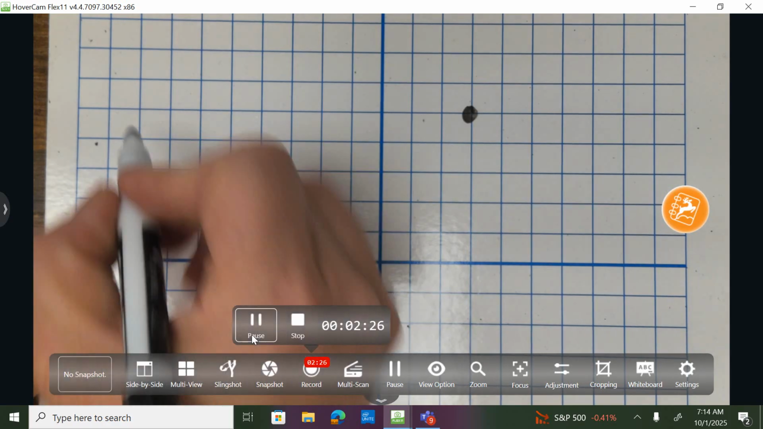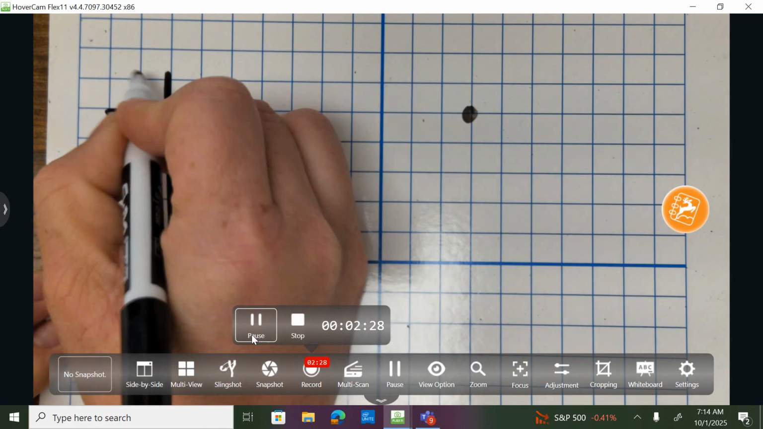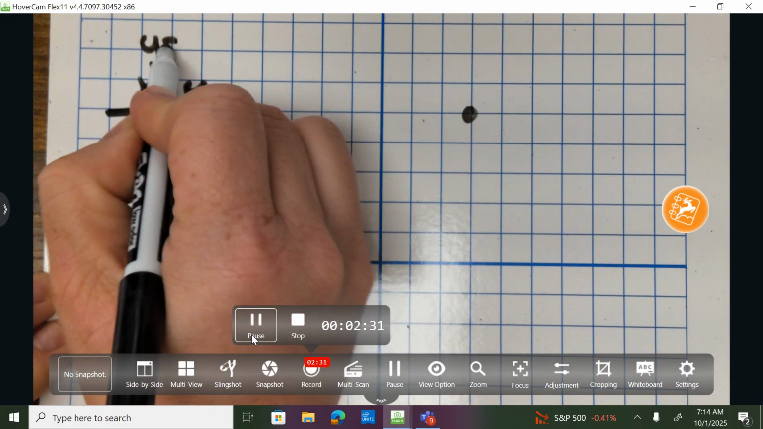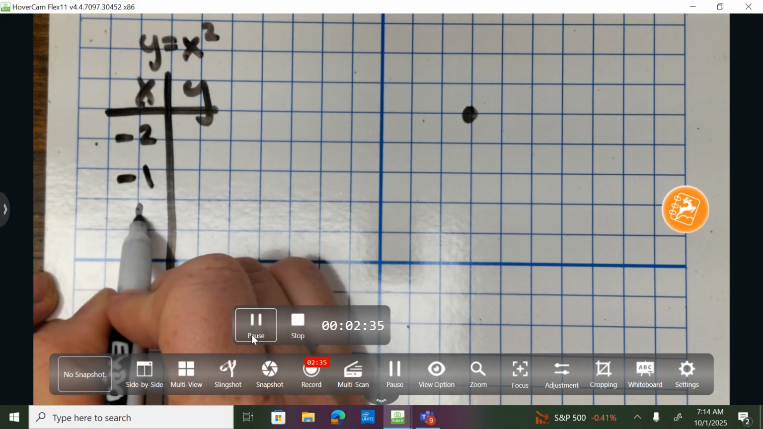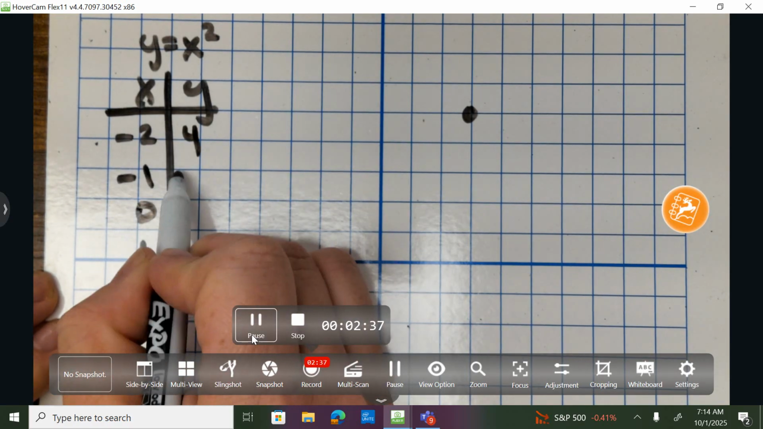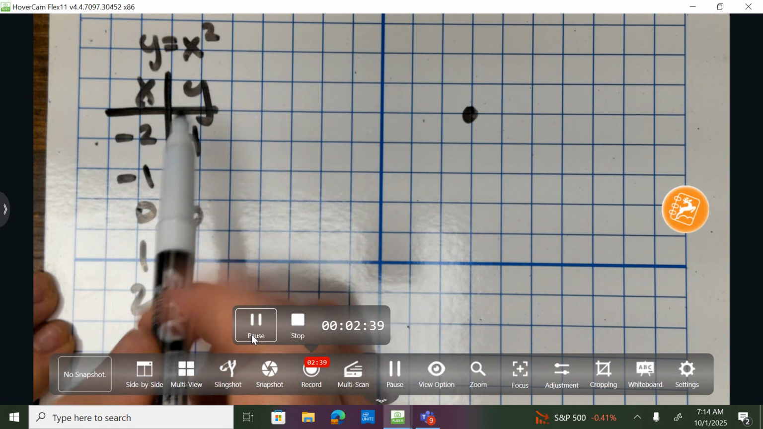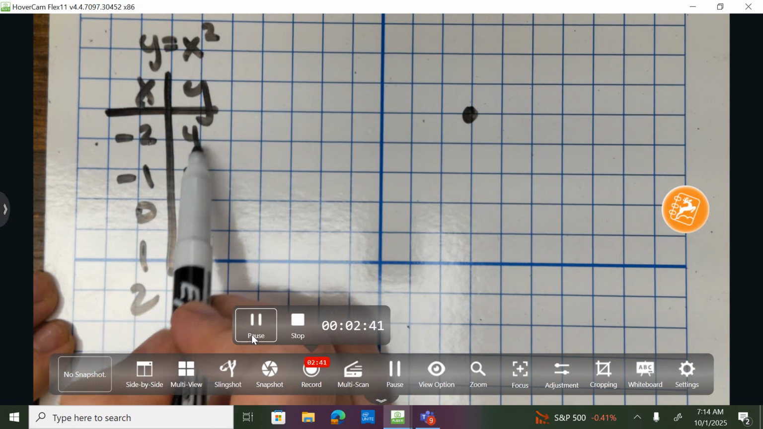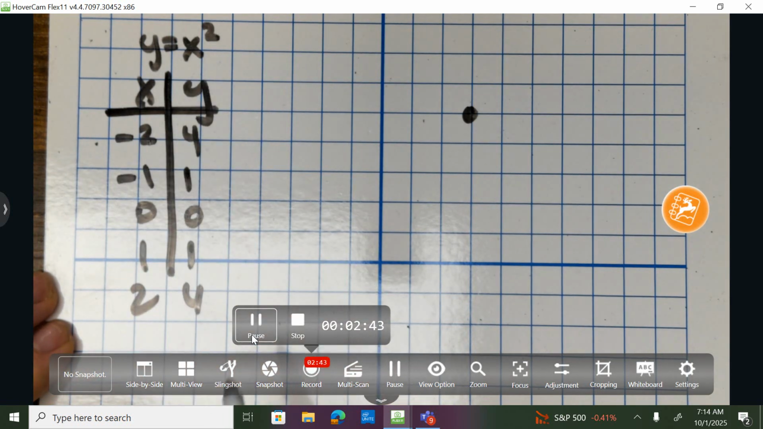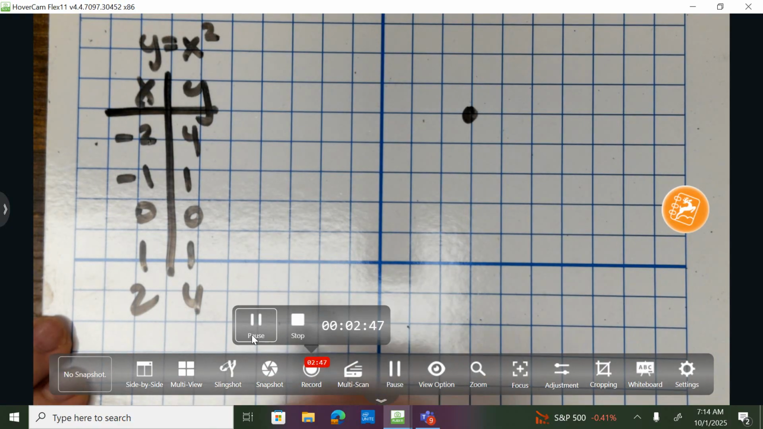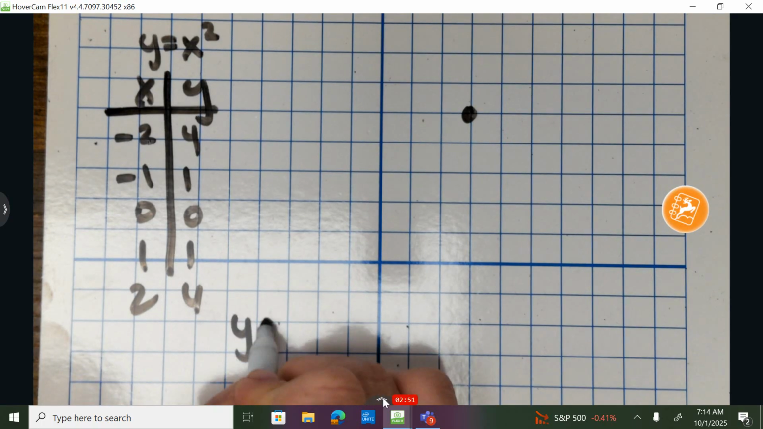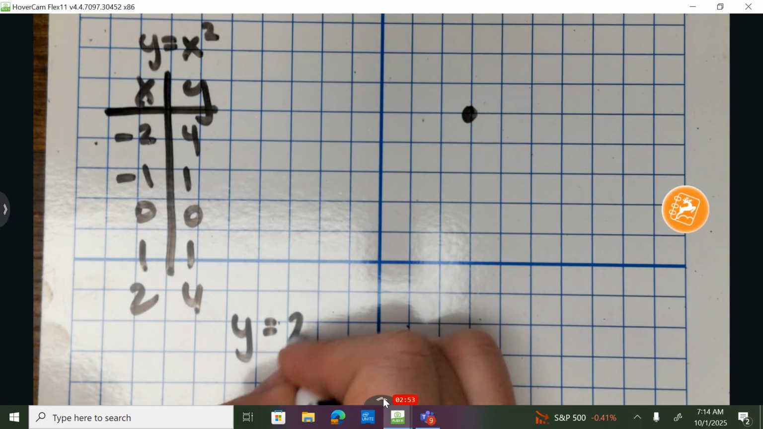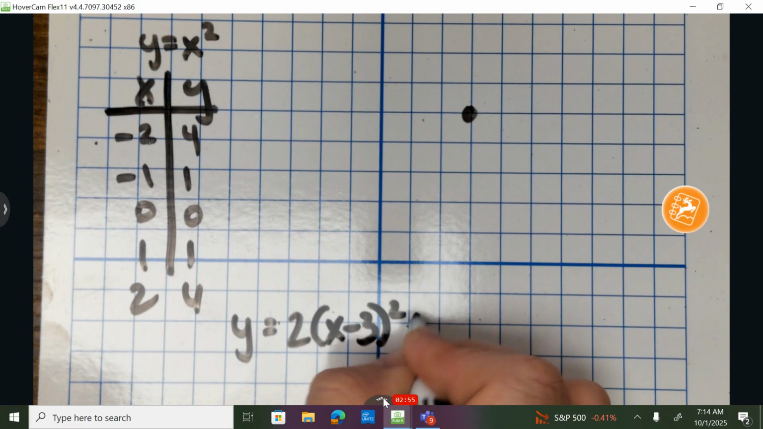And next, I'm going to remind myself, and this will not be on the board, the parent function to quadratic equations has the ordered pairs of 4, 1, 0, 1, and 4. Why? Because negative 2 squared is 4, negative 1 squared is 1, and so on. How can I use this when I'm looking at the equation y equals 2 times the quantity x minus 3 squared plus 5?